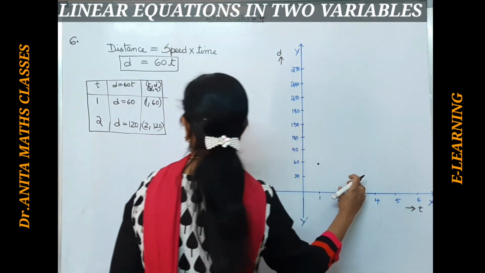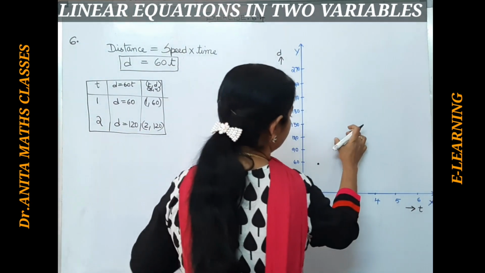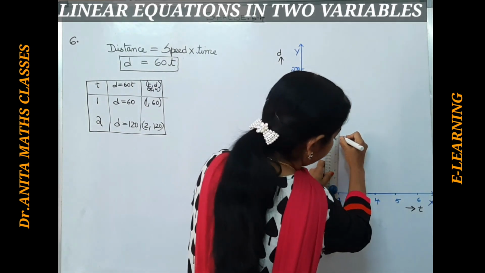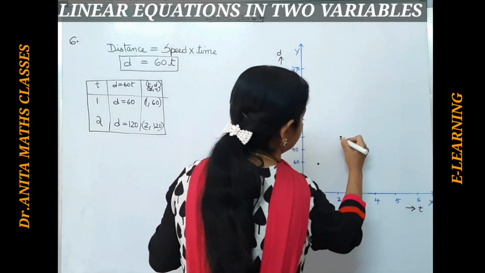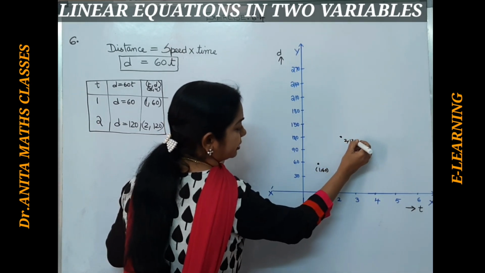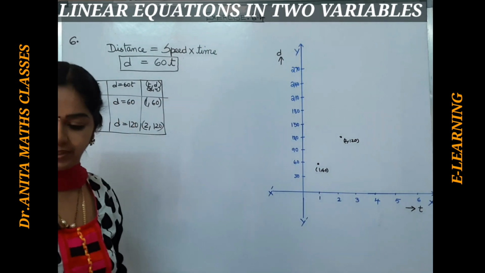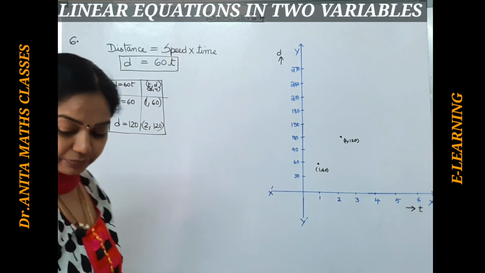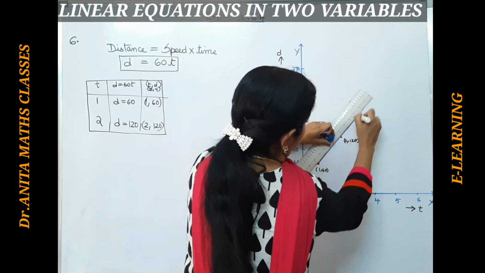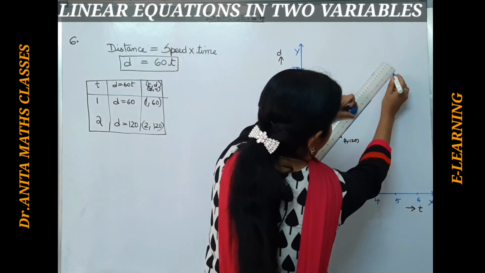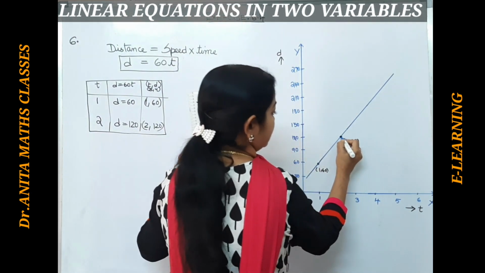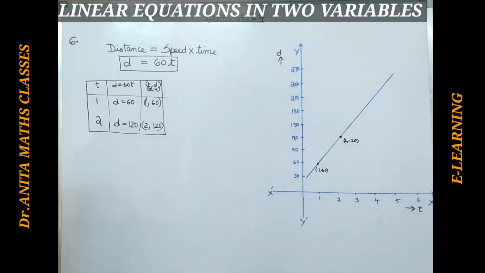Now for 2 we have 120. So from 2, 120 exactly, this point somewhere here. This is 1 comma 60 and 2 comma 120. So let us join the graph. Okay, these are the points.